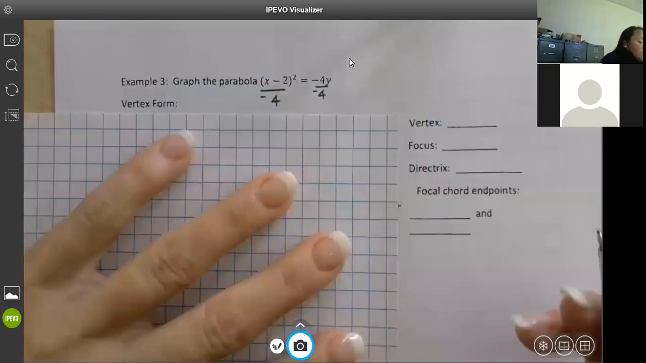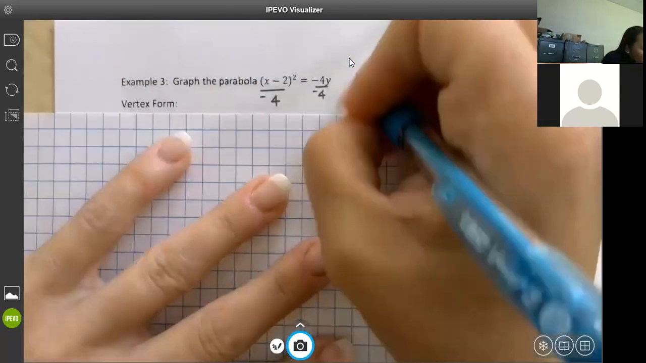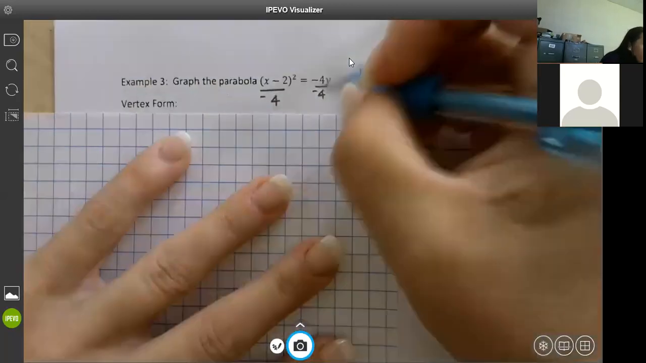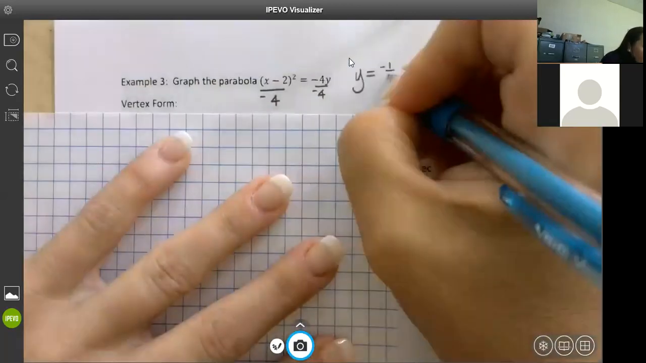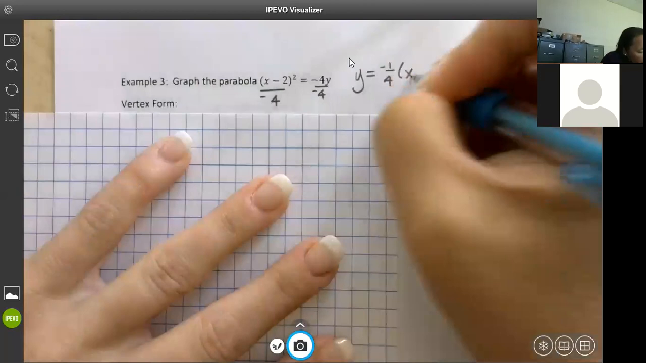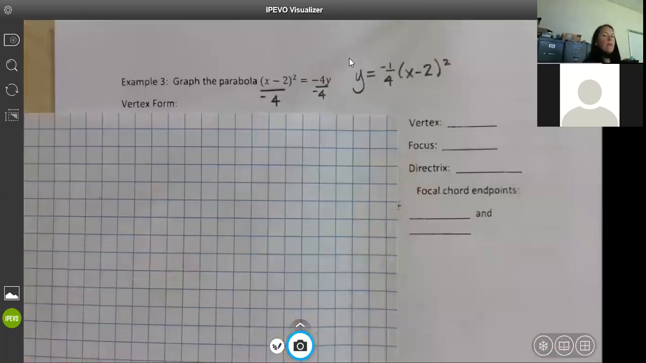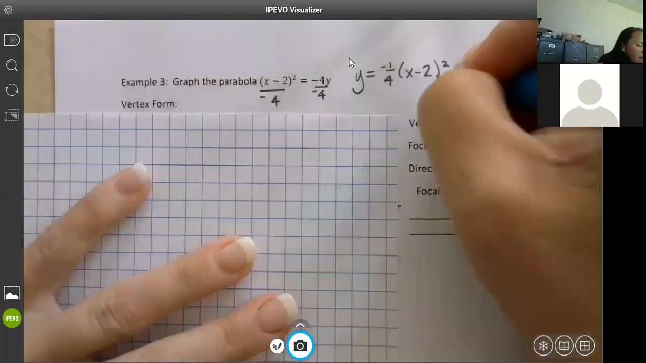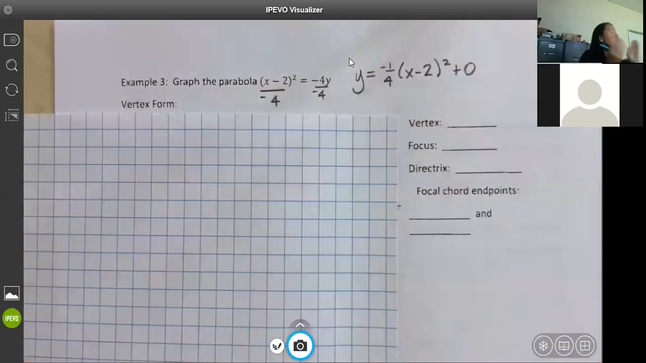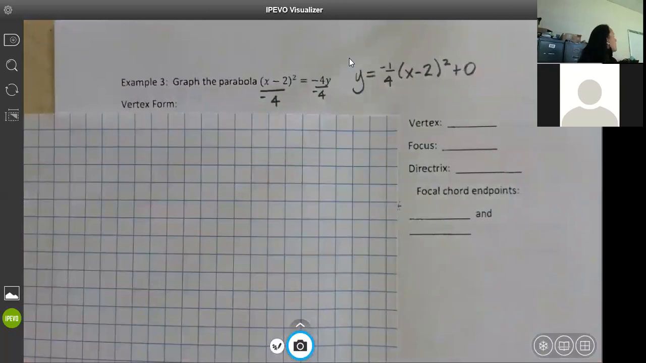So your vertex form, and I'm just going to put it to the side, is y equals, I divided by -4, so a -1/4, (x minus 2) squared. If you need to, and you're just kind of OCD or you're visual and you need that end number, go ahead and put a +0 on there. That is perfectly fine.